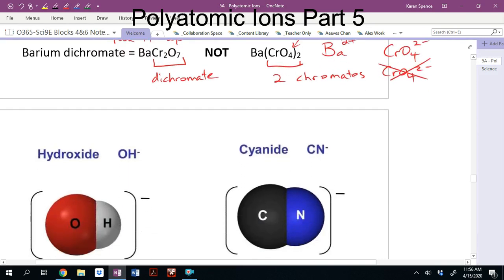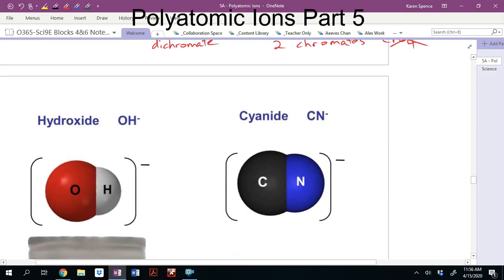Okay, we just have a very little bit left today. Most polyatomics end in -ate or -ite. There are two exceptions, and those are hydroxide and cyanide.